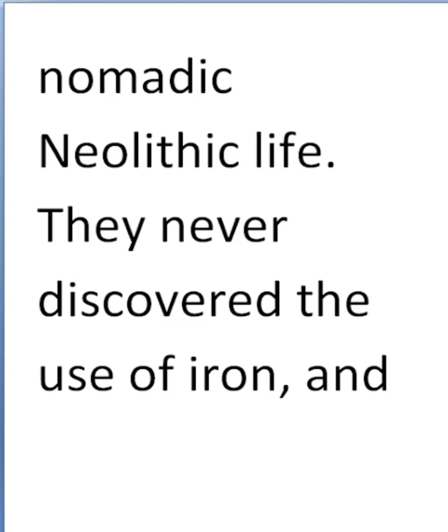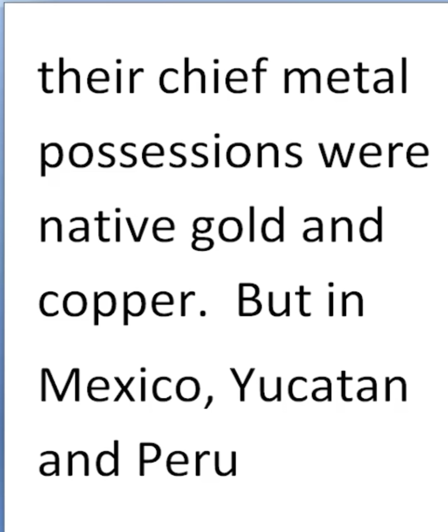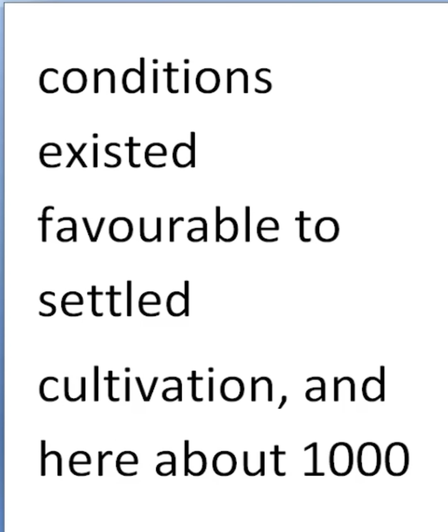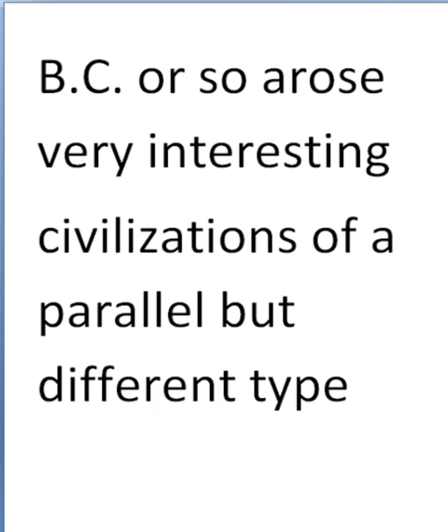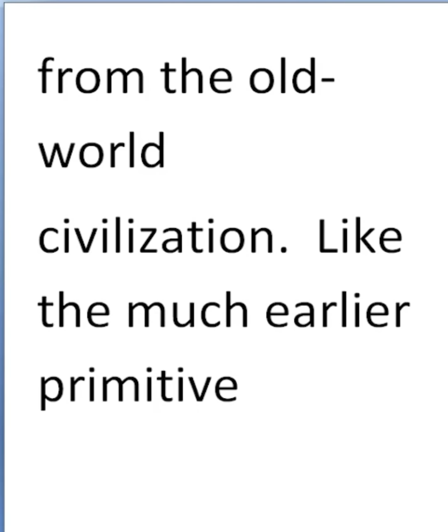They never discovered the use of iron, and their chief metal possessions were native gold and copper. But in Mexico, Yucatan, and Peru, conditions existed favorable to settled cultivation, and here about 1000 BC or so arose very interesting civilizations of a parallel but different type from the old world civilization.